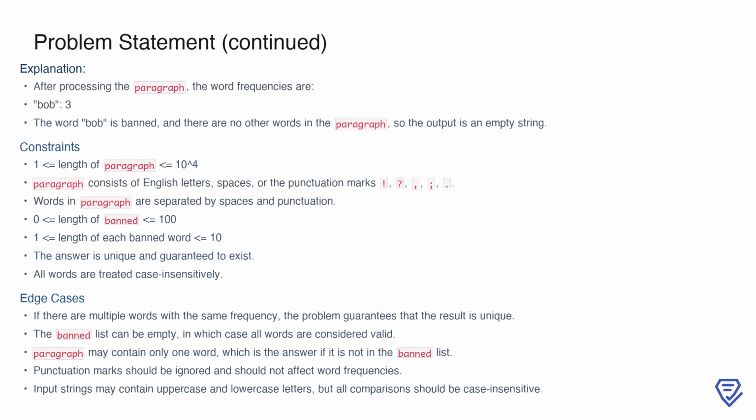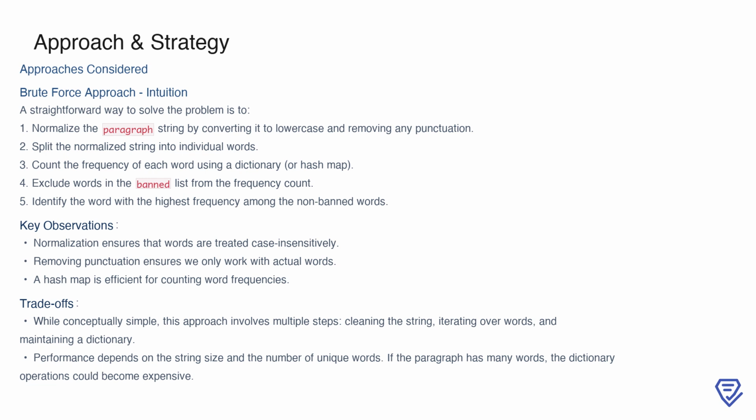The constraints and edge cases ensure that the solution will always meet the conditions of the problem and produce a unique answer. To approach this problem, the brute force method is a simple and intuitive starting point. It involves normalizing the input paragraph by converting all characters to lowercase and removing punctuation. This ensures that the words are treated consistently, regardless of their case or any surrounding special characters.